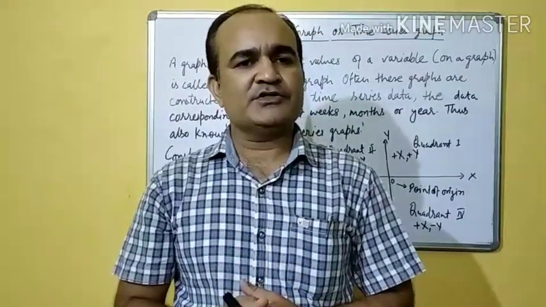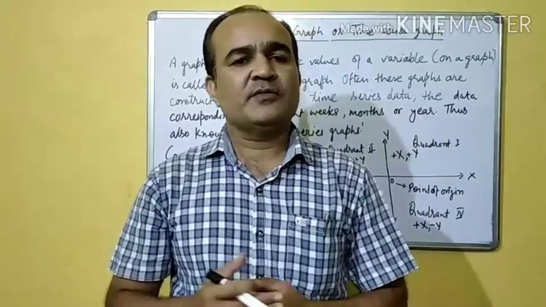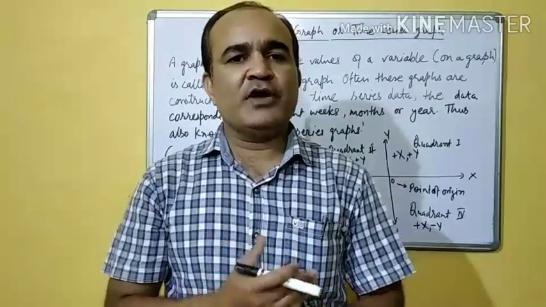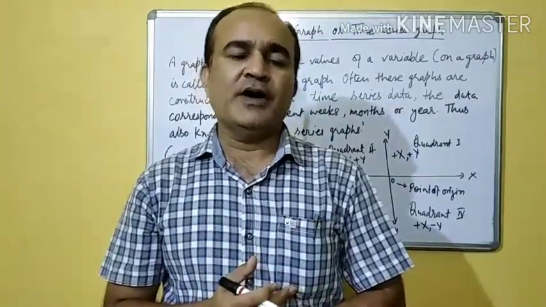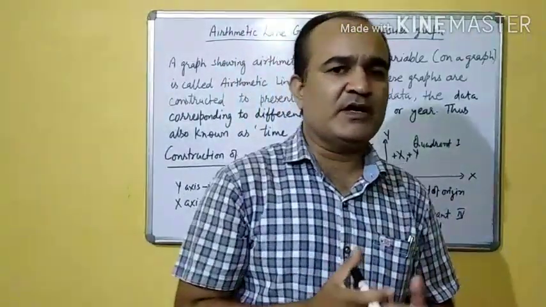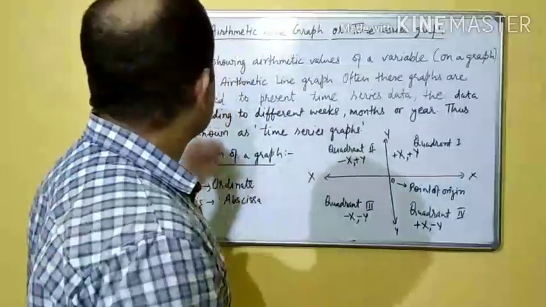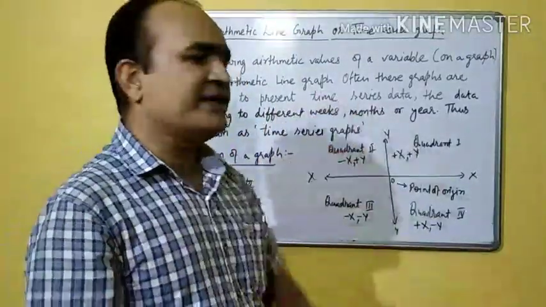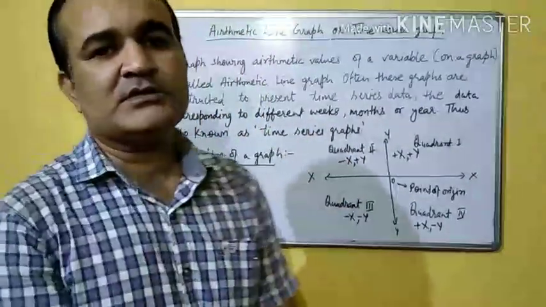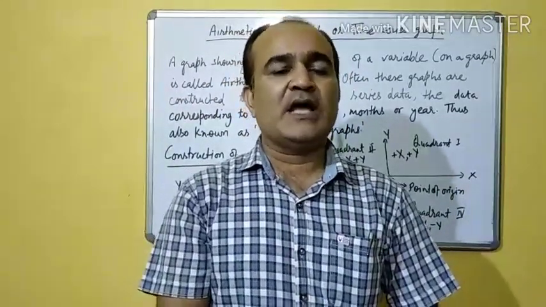Students, in today's video we will study about arithmetic line graph or time series graph. So arithmetic line graph is a graph showing the arithmetic values of a variable on a graph paper, and that's why they are known as arithmetic line graph. And very often these graphs are constructed to present time series data, the data which is corresponding to the different weeks, months or years, and that's why they are also known as time series graph.